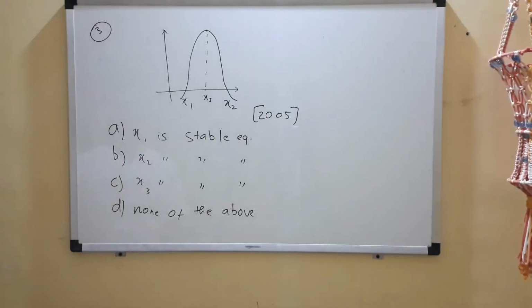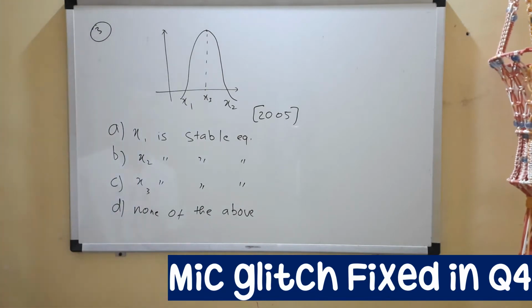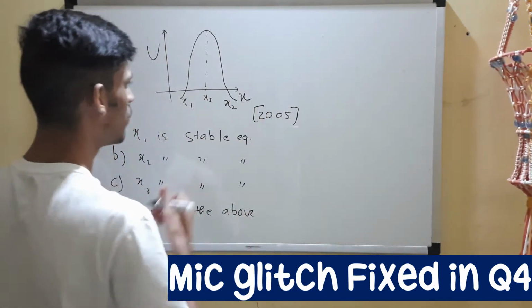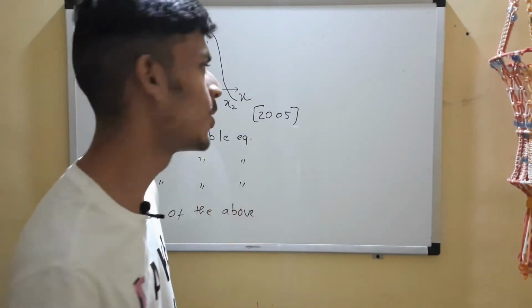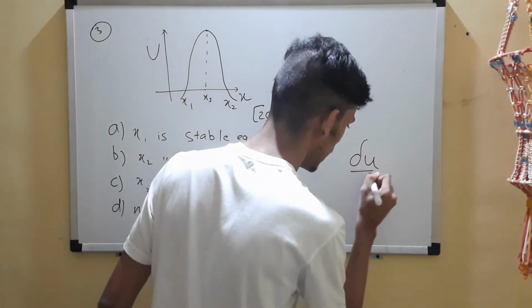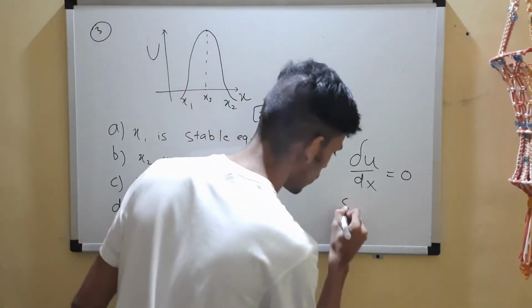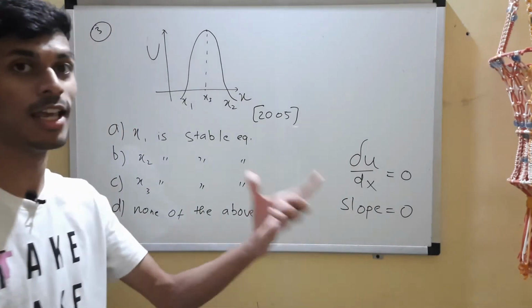Question 3 over here. It's quite an old question from BITSAT 2005. In this question, you have a potential energy versus position curve of an object. You are supposed to find the position of stable equilibrium. The first condition for equilibrium is del U by del x should be 0, right? Or we can say that the slope of the given graph should be 0 for equilibrium.